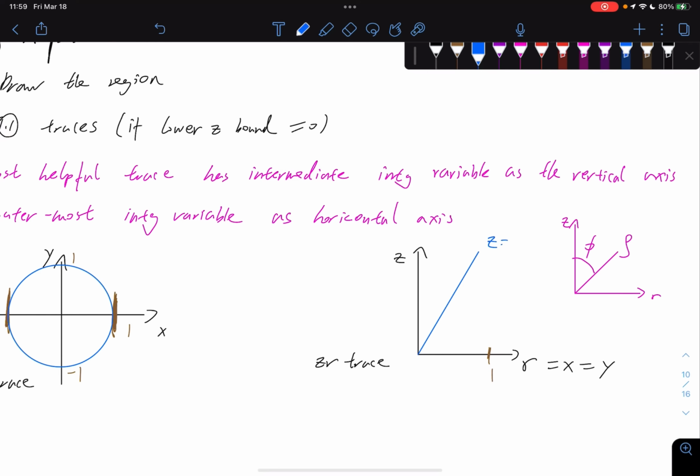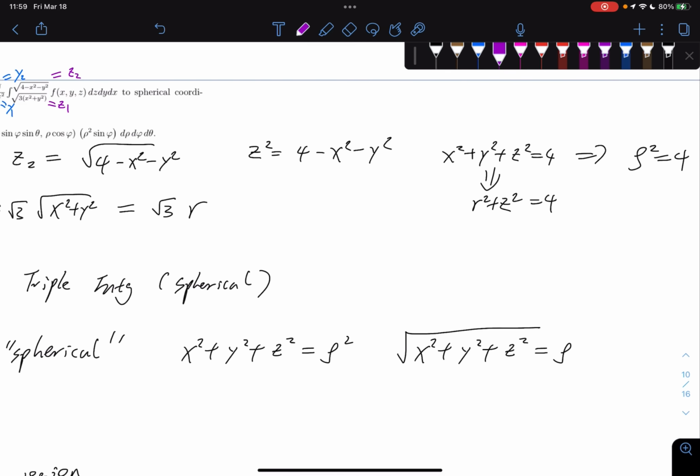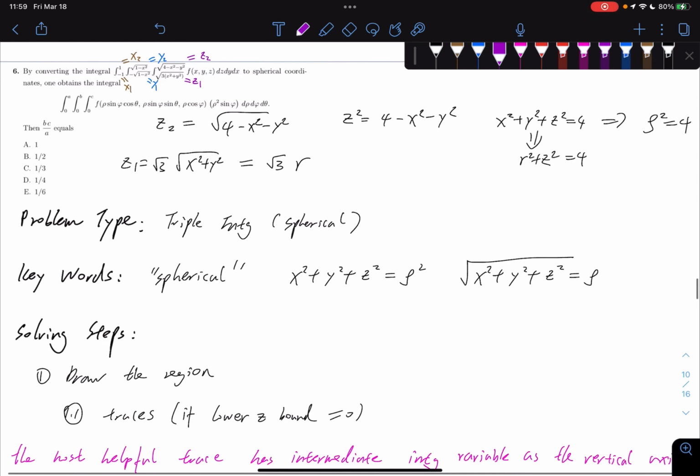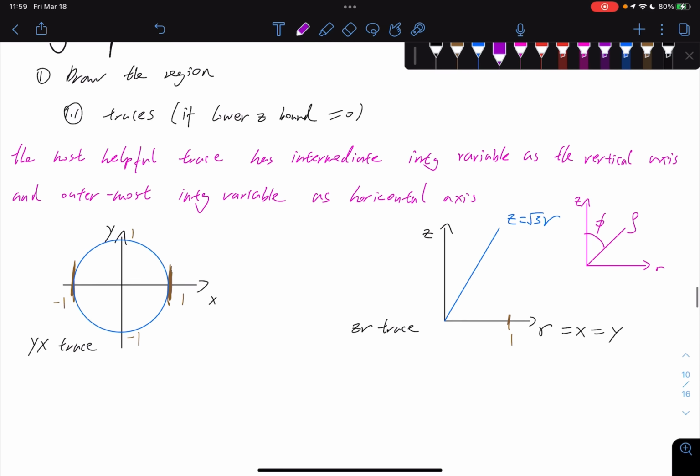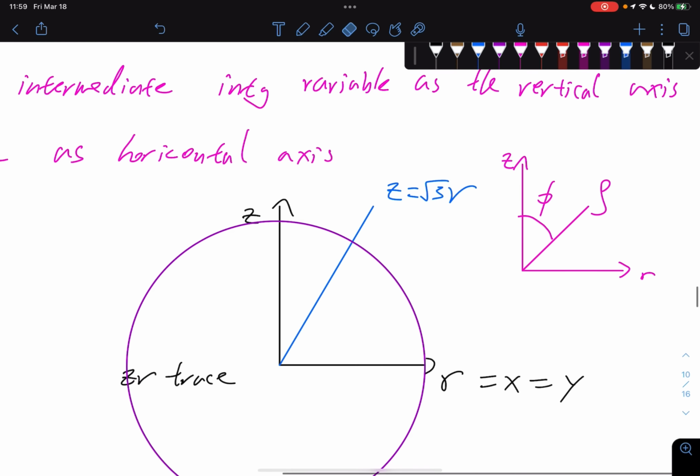So z equals root 3 r, in my purple, and then I'm going to make this circle, rho squared equals 4. So rho equals 2. I'm going to draw a circle, right? So something like this. Actually, I'm going to remove this one. So this is a radius of 2, radius of 2.